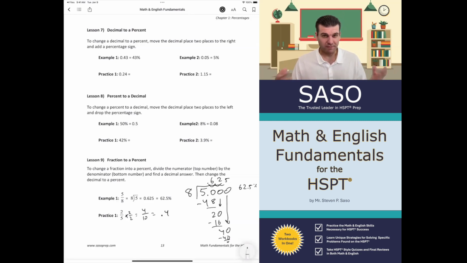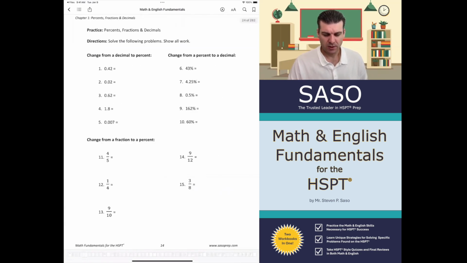Okay, 0.4, let's change that to a percent. We simply move the decimal over 2 places and we get 40%. Again, I like to show it a lot of times just so I don't make any mistakes there. All right, let's go to the practice on the next page.